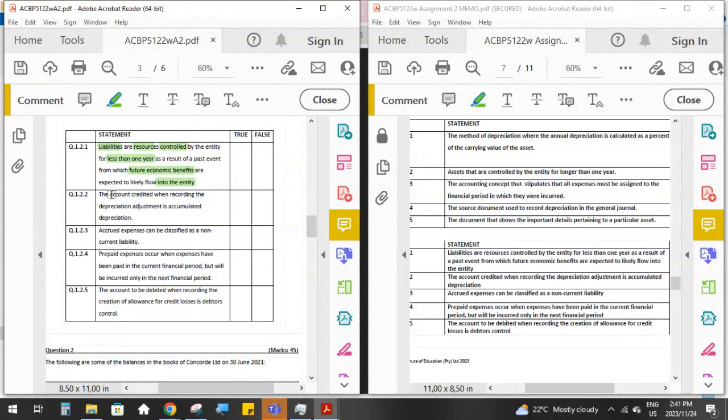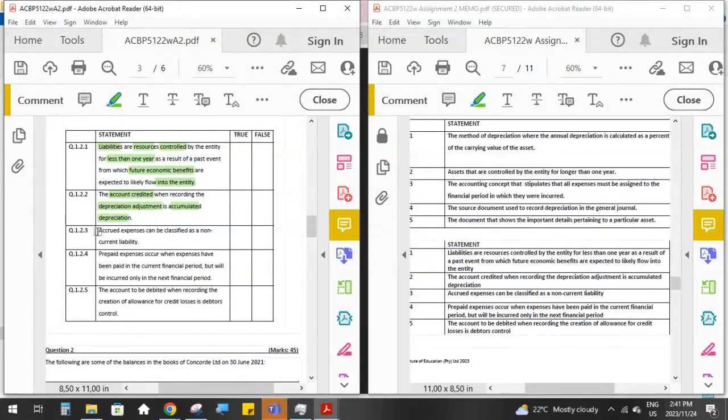Then the second one, the account that we credit when recording the depreciation adjustments, in other words, when we actually do our depreciation journal, what general ledger account gets credited? And here they're saying it is accumulated depreciation. So what's our journal entry when we record depreciation? We debit the expense account depreciation and we credit the negative asset account accumulated depreciation. So that one will be true.